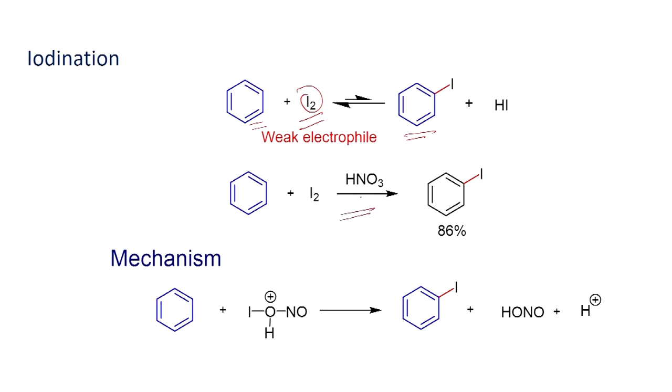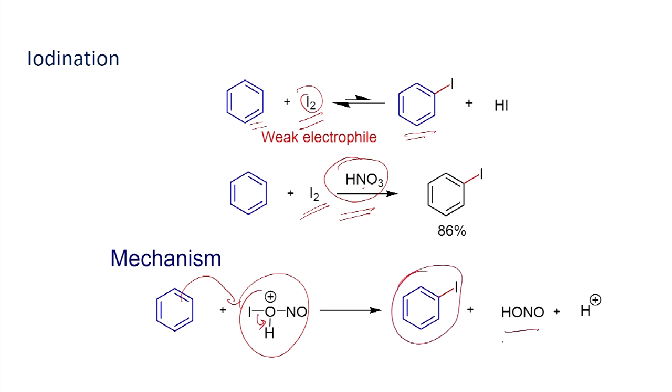Therefore, if you carry out the reaction in the presence of an oxidizing agent like HNO3, this can react with iodine, and you will be able to form this intermediate. Once this acts as the electrophile, it can react, and you will have the iodobenzene as the product. This is the byproduct in this reaction. Therefore, in the case of the reaction of iodine with the aromatic system, if you carry out the reaction in the presence of an oxidizing agent like HNO3, the reaction can be carried out to get iodobenzene as the product.